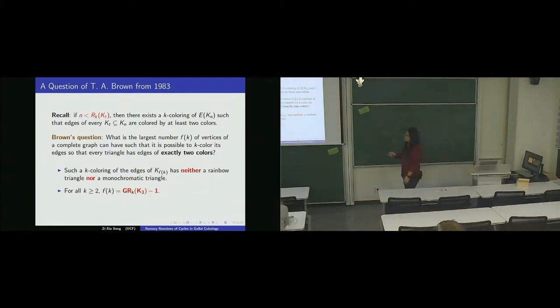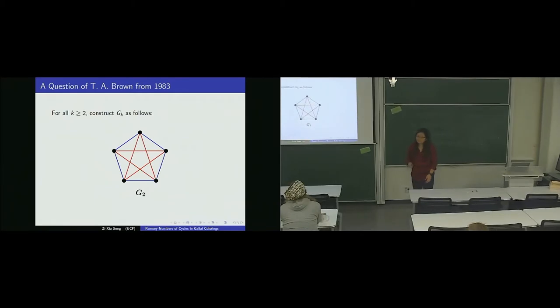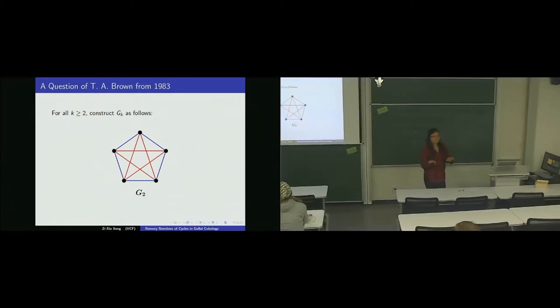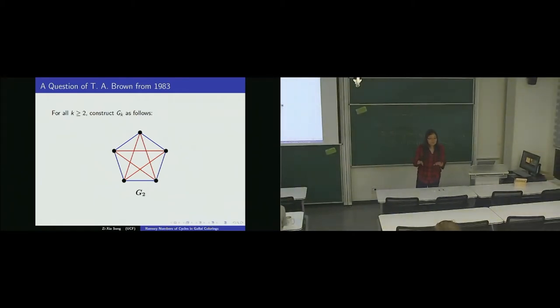Now, how do we construct this one? With two colors, to determine f of k, the best thing you can do is on five vertices, because if I go one more, I have to see a monochromatic triangle, right? So five is the best thing I can do.